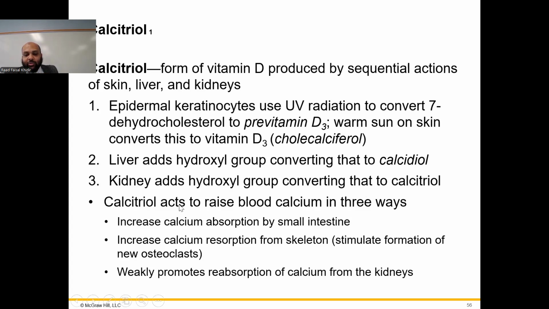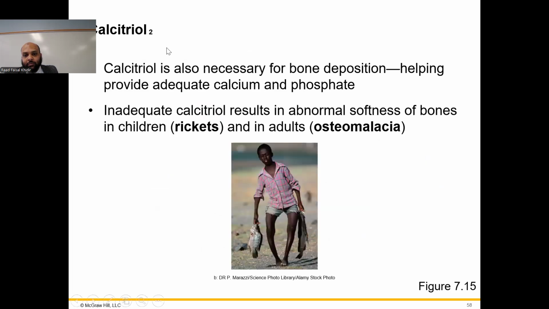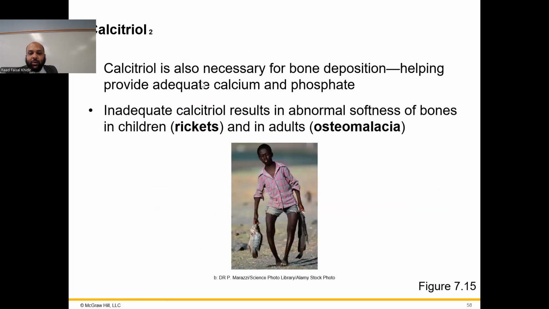And calcitriol acts to raise blood calcium in 3 ways. It increases calcium absorption by the small intestine. It increases calcium resorption from the skeleton. And it weakly promotes reabsorption of calcium from the kidneys. Calcitriol is also necessary for bone deposition, helping provide adequate calcium and phosphate. Inadequate calcitriol results in abnormal softness of the bones in children, known as rickets.